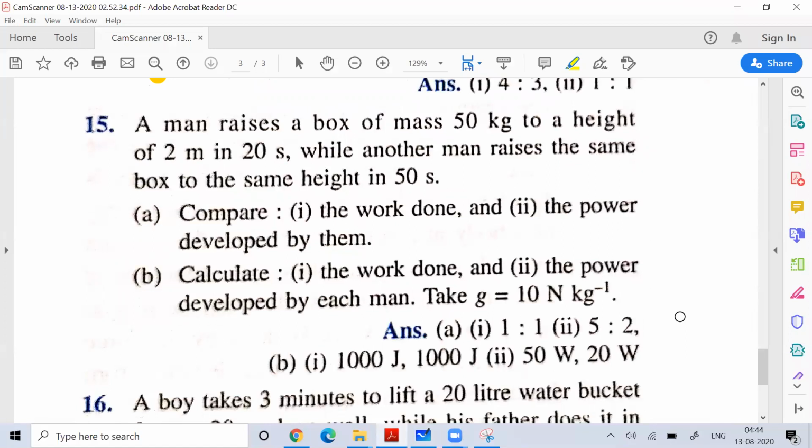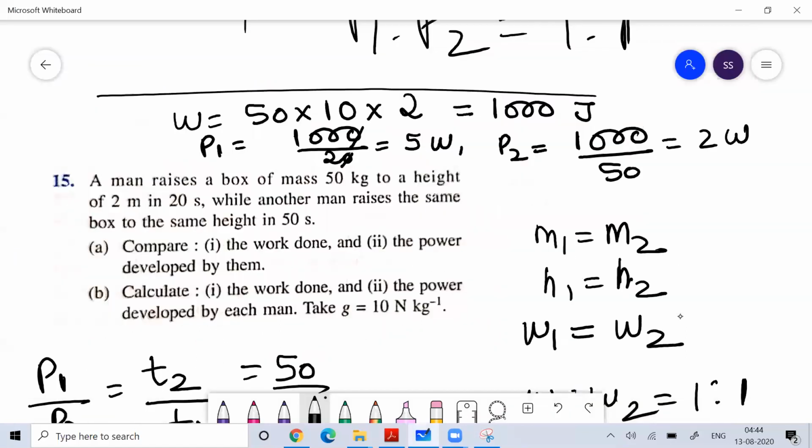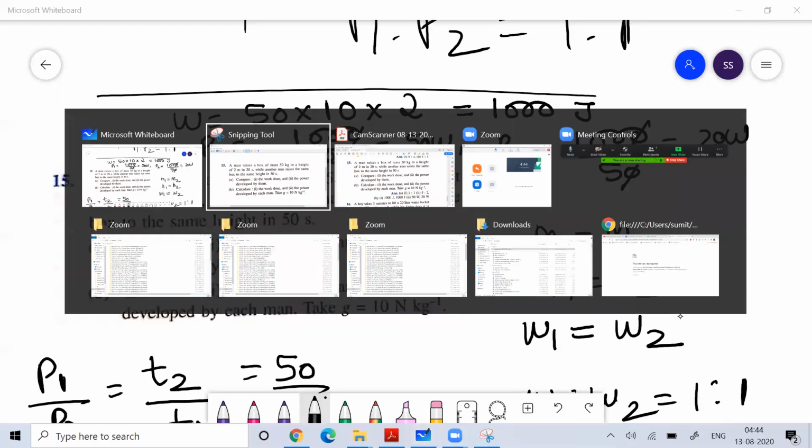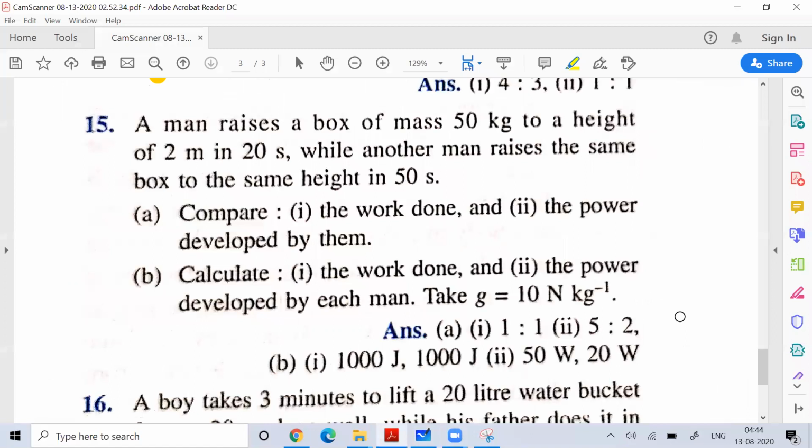So 50, 50, 1000 joule, 1 minute. So this is 1000. So time is 20 seconds. So 1000 joule. So power is work done by time taken. So this is 50, no? 100 divided by 2, this is 50. This is 100 divided by 5. This would be 20, and zero calculation. Okay. Then you can see the next question.